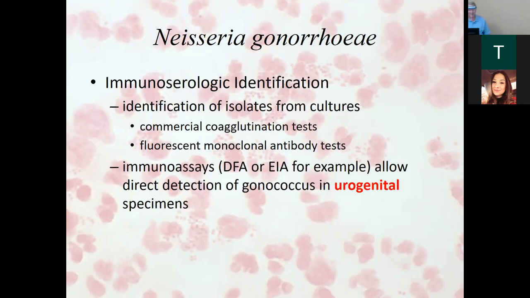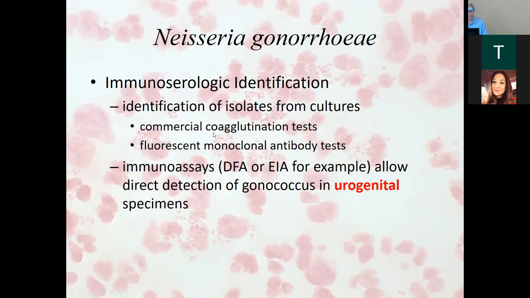So we have other ways of doing tests. We can do a commercial kit for Neisseria gonorrhea, which means we're going to use an antibody test and look for agglutination of the organism with its antibody. There's also a fluorescent monoclonal antibody test. These are test kits, or we would do immunoassays, and we can do those right away. We could actually screen for Neisseria gonorrhea in the clinic, in the hospital, to let us know if we had a positive using immunoassay technique, and we're going to learn all about that in immunology.